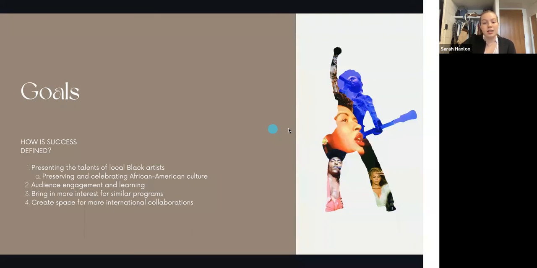The first is that Voices in History will bring more exposure to underrepresented Black artists in the community, giving them a platform to share their talents and grow their fan bases. The second goal is that the audience truly learns something about Black musicians throughout history and their impact on society. The third goal is that this program will bring in more interest for historical-based programs and events, allowing the Gantt Center to expand their educational programming. And finally, if this program is successful, a large goal is that international collaborations such as this one will be much more common for the Harvey B. Gantt Center.